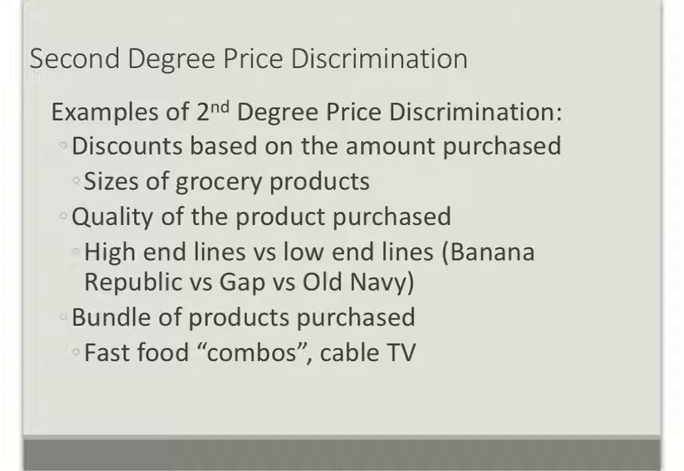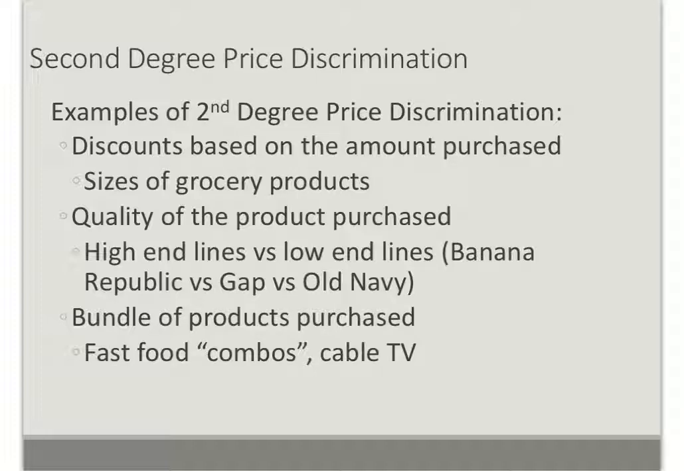Okay, so here's probably the three most common examples of second degree price discrimination. So one is a quantity discount. You pay less per unit when you buy one size over another. So if you go to a grocery store, almost every aisle you go down, whether you're buying mustard or potato chips or whatever, there's often different sizes.